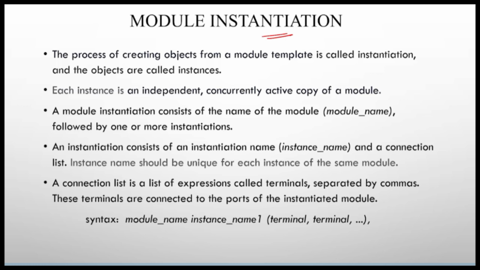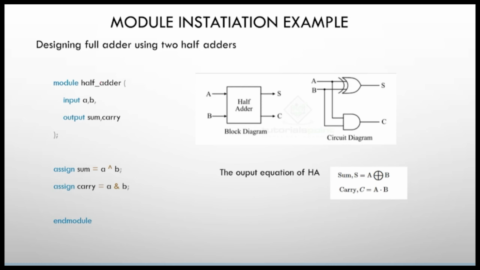Now coming to the important topic, which is module instantiation. So what is this module instantiation? To put it in simple words so you understand easily, it is just like a copy. If you see the dictionary meaning of instances, what is the meaning of instances? Instances means copies. So what are the copies? Let me explain it with an example so that it will be easily understood. For example, I am writing a half adder code here.